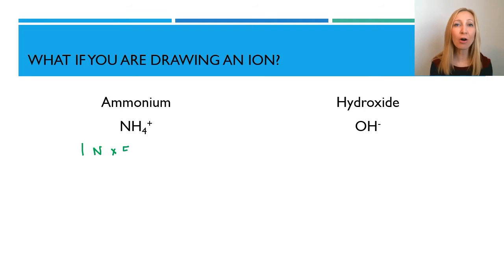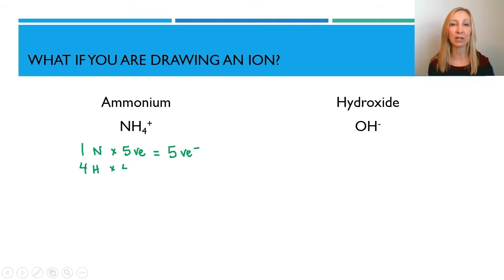We're going to follow all of the same rules with one tiny exception. So follow along with me. We have 1 nitrogen, and each nitrogen has 5 valence electrons. So 1 times 5 is 5. The total number of valence electrons from the nitrogen is 5.